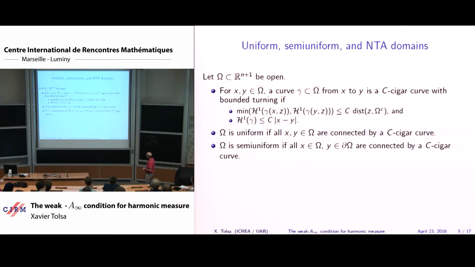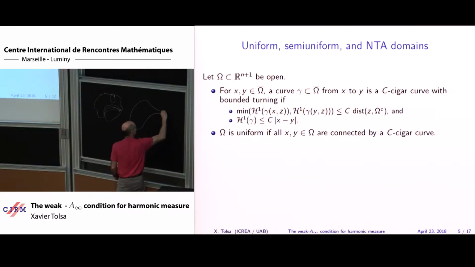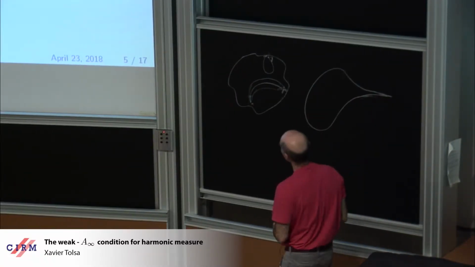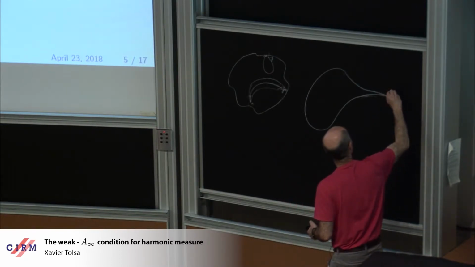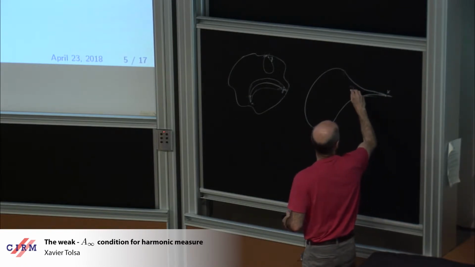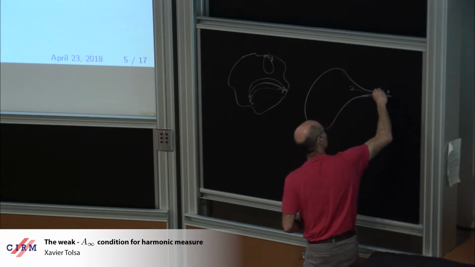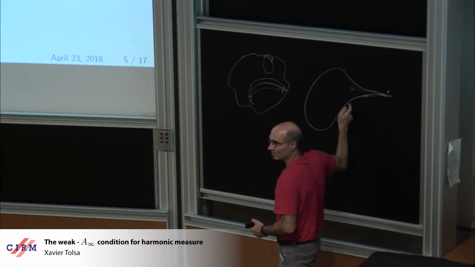Before going to semi-uniform domains, let us see, for instance, that a thing such as this one is not a uniform domain, because if we have a point here, very close to this one, and another here, there is no cigar curve that joins this point to this one, because this cigar is too wide here to fit in this domain omega.